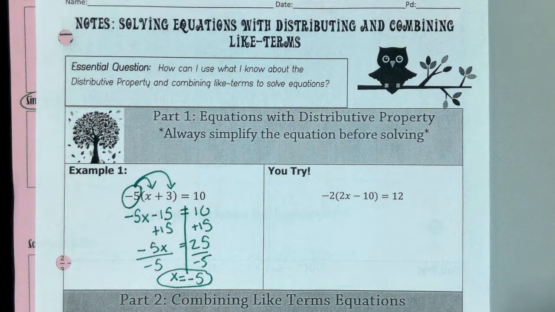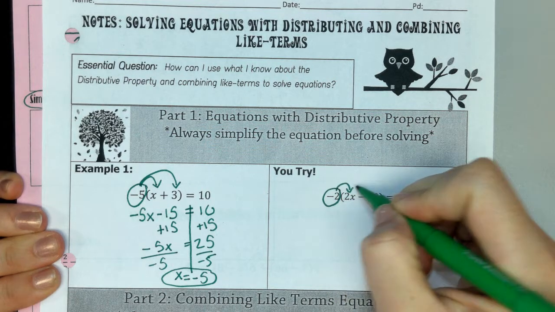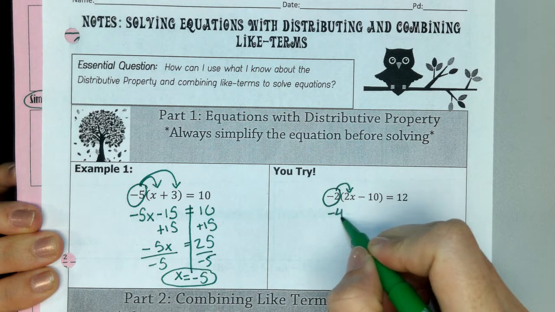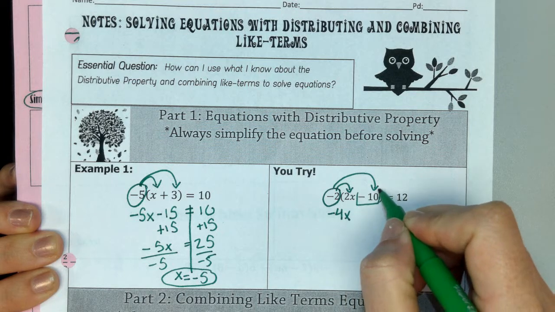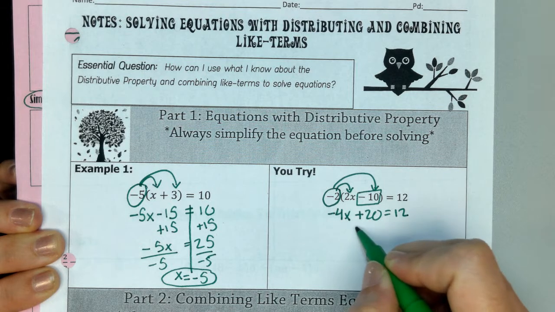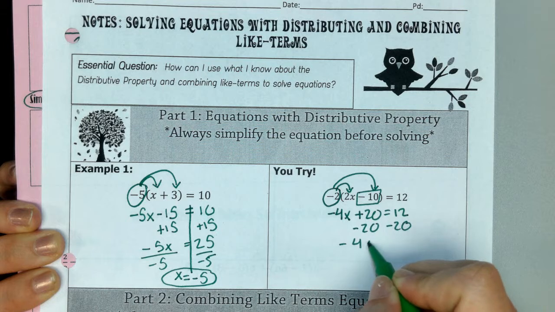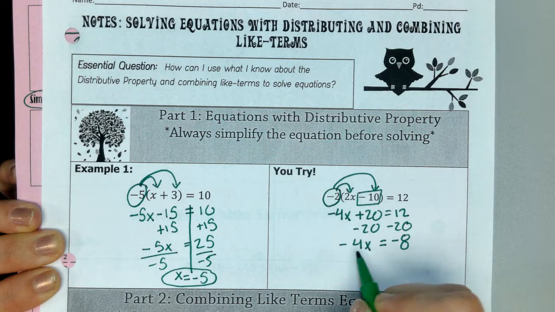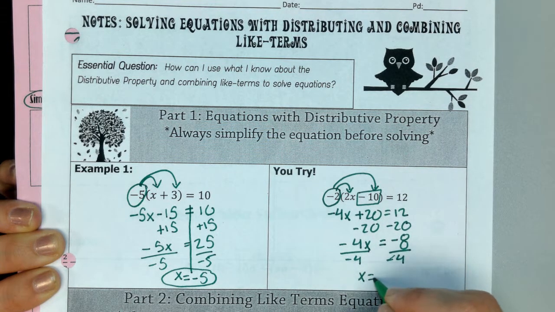Okay, so on this first try, we're going to take negative 2 and distribute it. Negative 2 times positive 2x is negative 4x. Negative 2 times, this is a negative 10, is positive 20. We're going to subtract 20 from both sides. Negative 4x equals negative 8. Divide both sides by negative 4, and you get x equals 2.